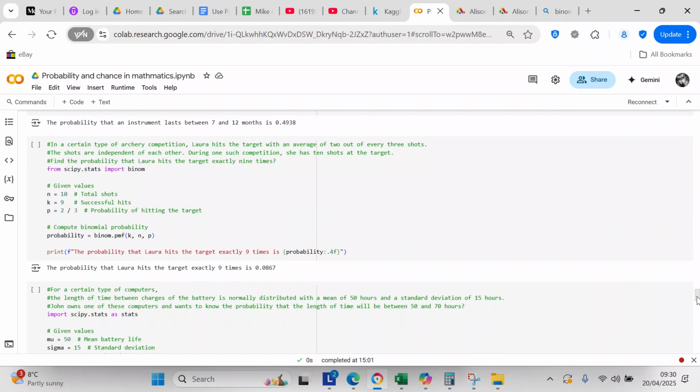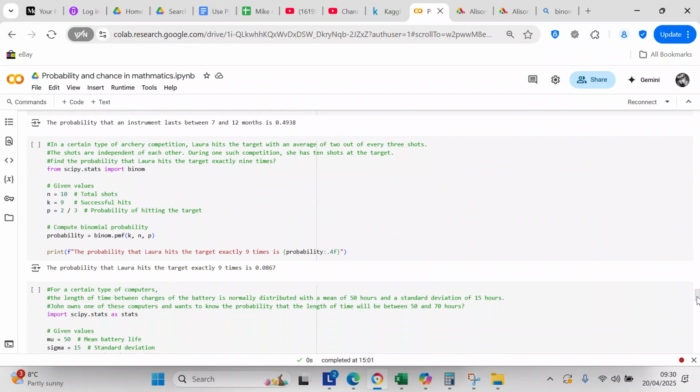So the next question we have is, in a certain type of archery competition, Laura hits the target with an average of 2 out of every 3 shots. The shots are independent of each other. During one competition, she has 10 shots at the target. Find the probability that Laura hits the target exactly 9 times.